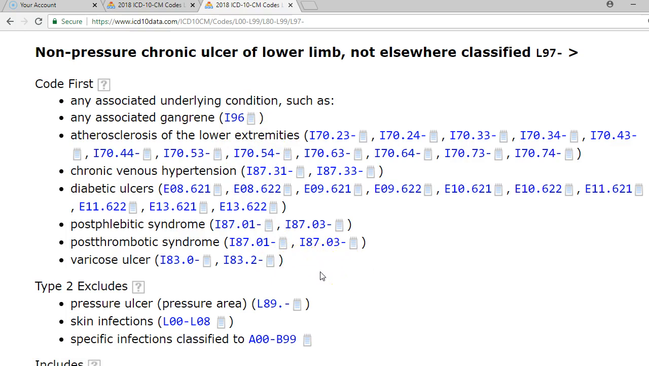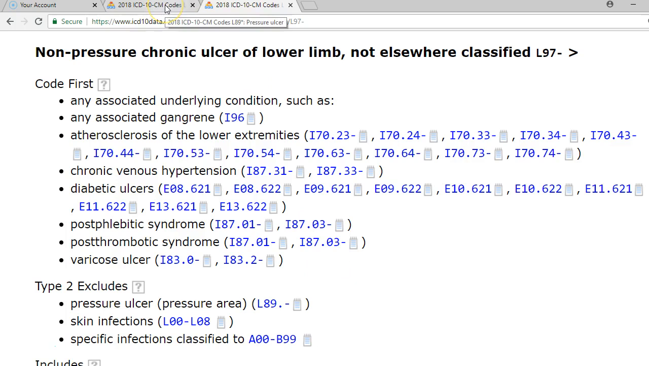causes of non-pressure ulcers. Okay, the atherosclerosis of a lower extremity, fatty plaque buildup in a vessel, chronic venous hypertension, again, our diabetic ulcers, post-phlebitic syndrome, post-thrombotic syndrome, varicose ulcers. So again, different ways of describing the type of ulcer, different terms, different synonyms, but also different code first because of cause versus effect. Okay, so here are some of the main causes of non-pressure ulcers versus pressure ulcers, which is because of the pressure from the body onto that bone, onto that area of the body.